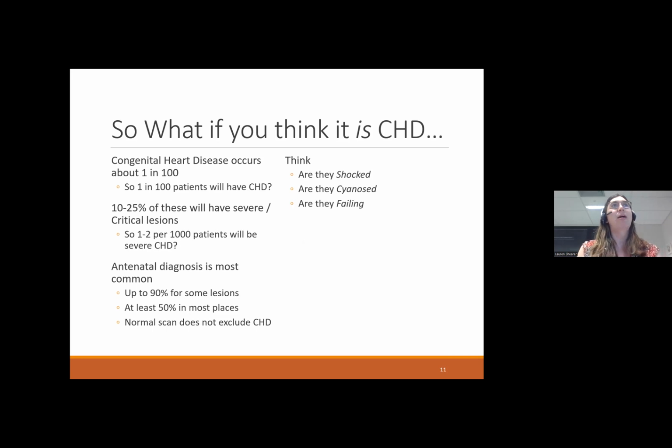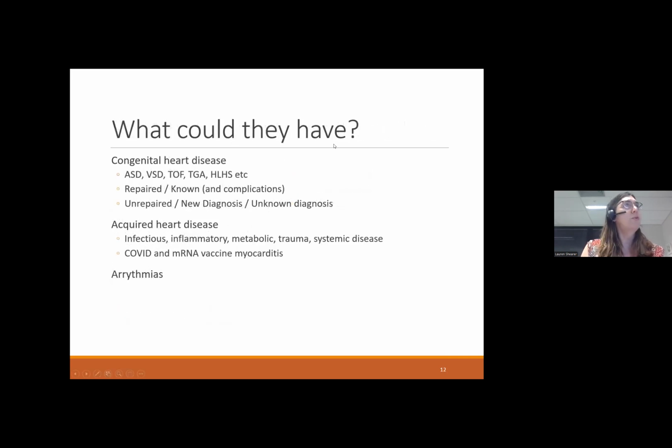So if you think it might be congenital heart disease, what you need to think about is, are they shocked? Are they cyanosed? Or are they failing? Do they have signs of heart failure? And what sort of things could they have? Well, they could have congenital heart disease. So the atrial and ventricular septal defects, people will have heard of tetralogy of Fallot, and more rare things, but important, like the transposition of the great arteries, or hypoplastic heart syndromes, such as hypoplastic left heart syndrome.